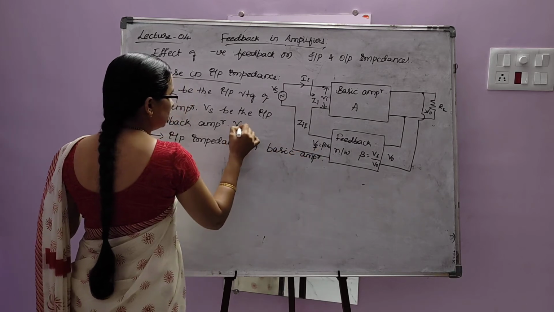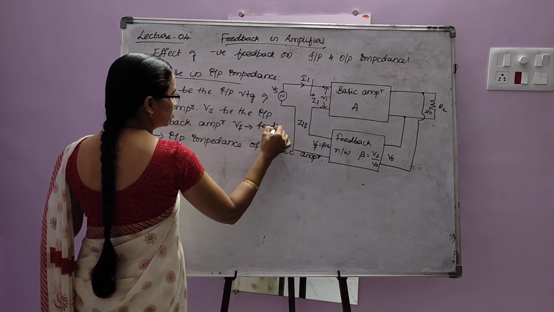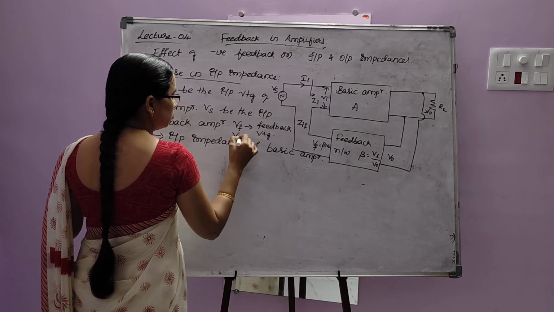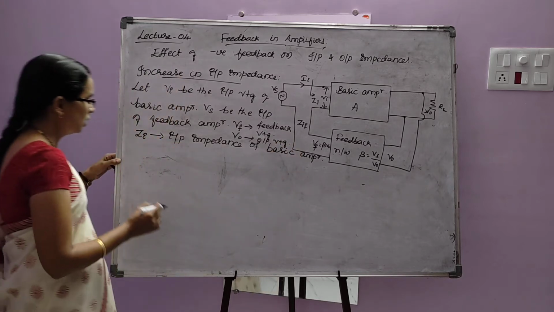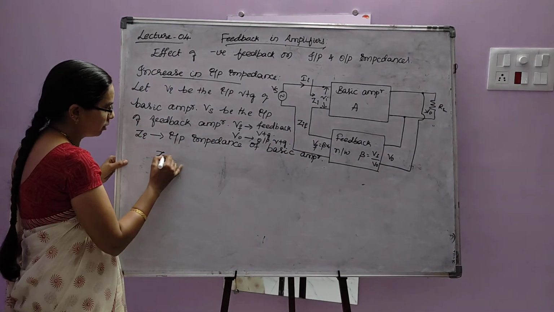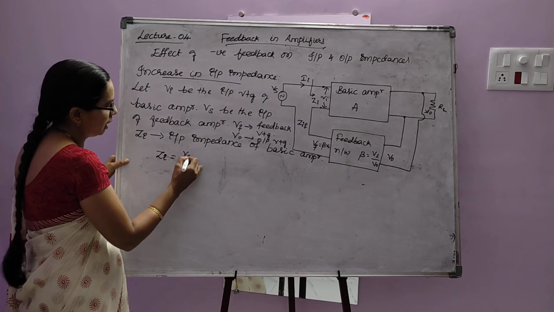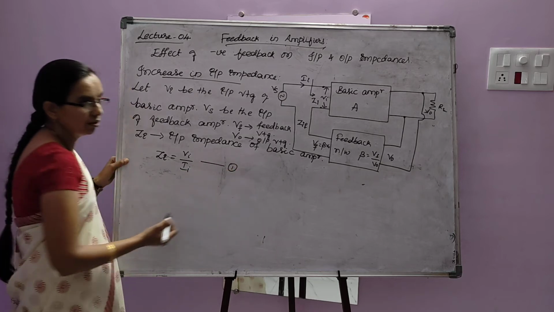One more thing, Vf be the feedback voltage and V0 be the output voltage. Let Zi be the input impedance of basic amplifier. So Zi can be expressed as Zi is equal to Vi by Ii. Call this as equation number 1.